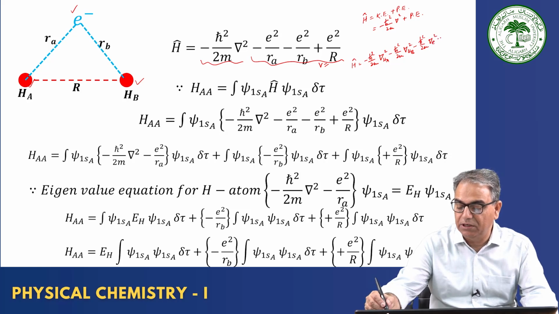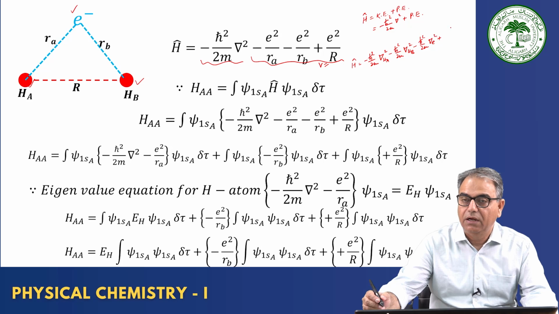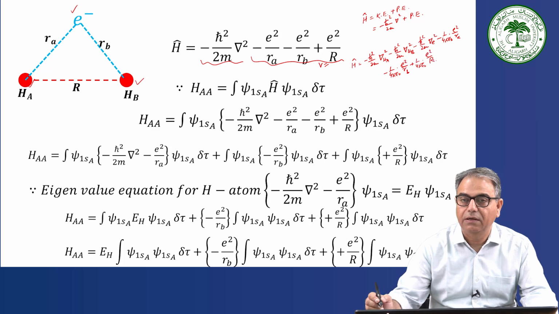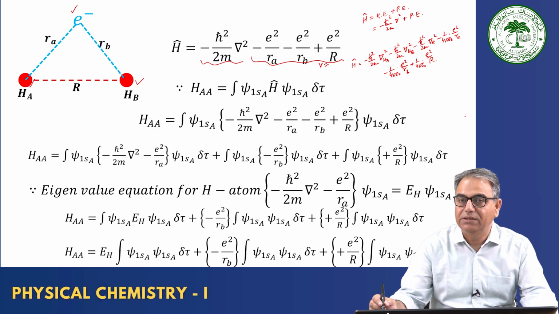Then you have the potential energy term. So the potential energy term should have both attractive terms and repulsive terms. We write the attractive terms first: minus 1 over 4 pi epsilon naught E square by Ra, then minus 1 by 4 pi epsilon naught E square by Rb, then plus 1 over 4 pi epsilon naught E square by R. With this term, we have assumed that the charge present on the electron and the charge present on the nucleus are the same and equal to E.